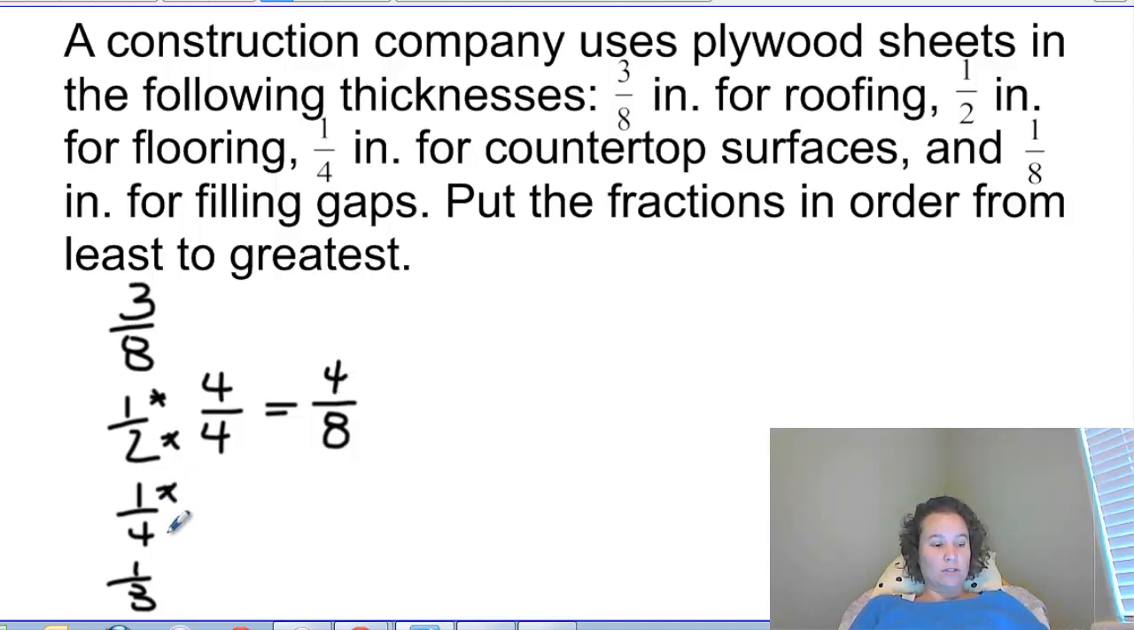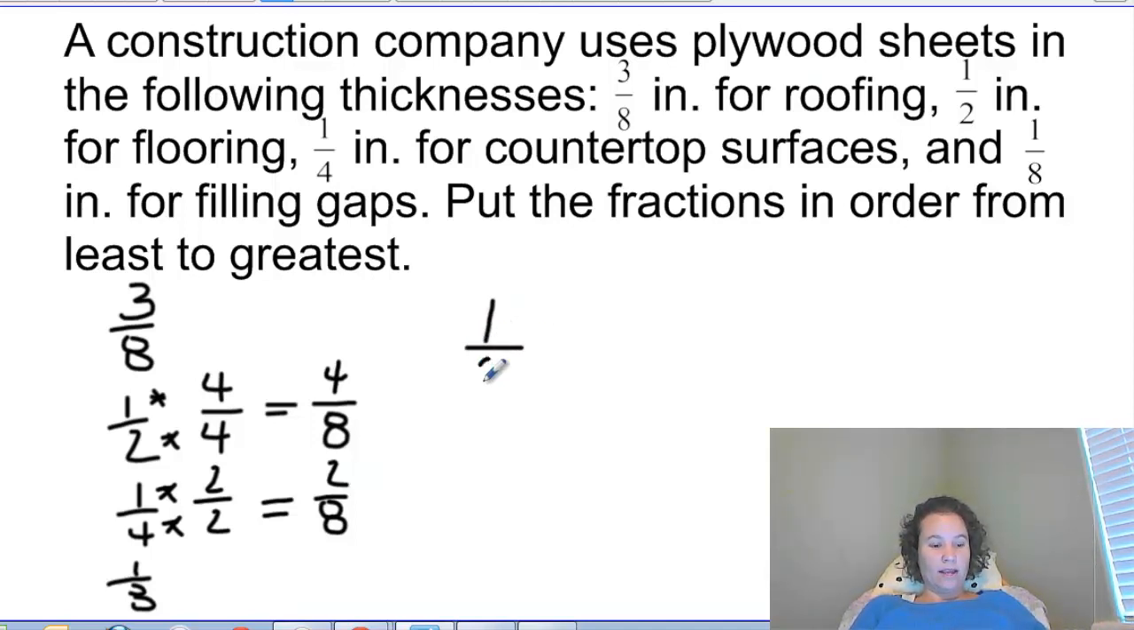And then I'm going to do the same thing here. I'm going to multiply by something so that I get 8 in my denominator. 4 times 2 is 8. So I'm also going to multiply my numerator by 2, and 1 times 2 is 2. So I now have 4 fractions here that all have 8s in the denominators. And I can now go ahead and put these in order.